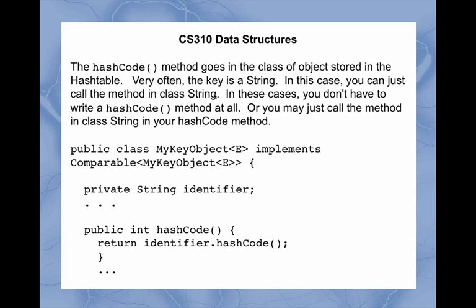In some cases, you may have keys that aren't actually strings, but some more complex object. I've given an instance of this here. If this is the key, this my key object, then you have to put a hash code method in it, but you can do this by just calling hash code on the string identifier. So if the object is a string, you can just call this hash code method rather than writing your own.